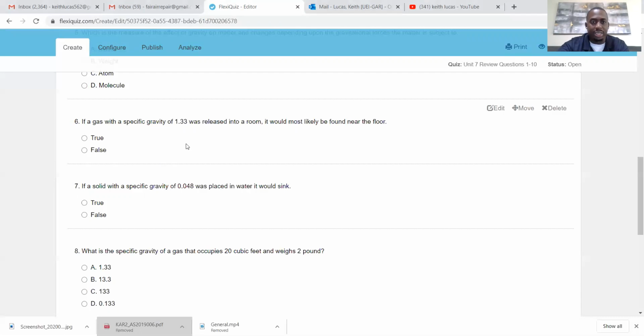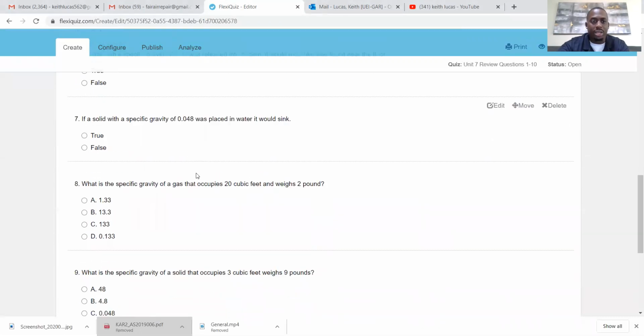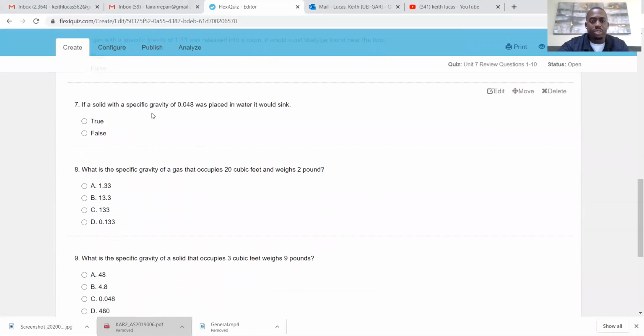So number 6 is true. Now let's go down to number 7. If a solid with a specific gravity of 0.048 was placed in water, would it sink?